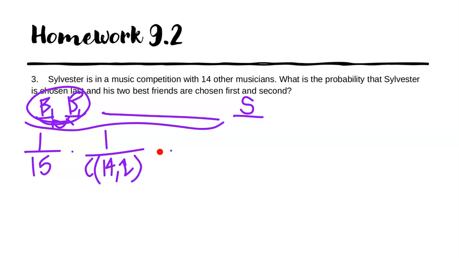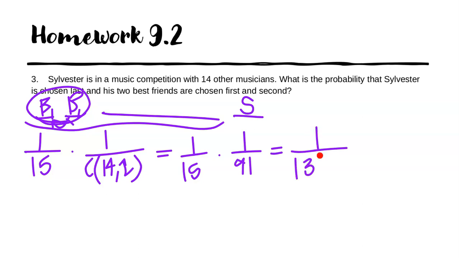And then it would end up being 1 out of 15 times 1 out of 91, which ends up with 1 out of 1,365. So that's one way, just using a simple combination.